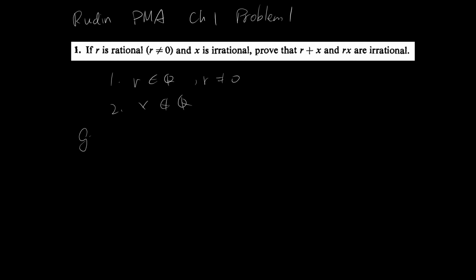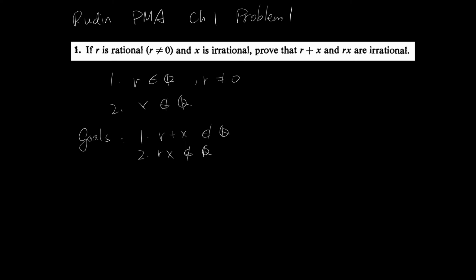So our goals are to prove that 1. R plus X is irrational and 2. R times X is also irrational. So this is a very intuitive proposition and should be relatively easy to prove.